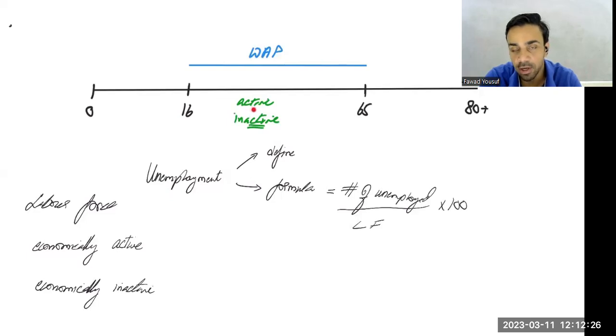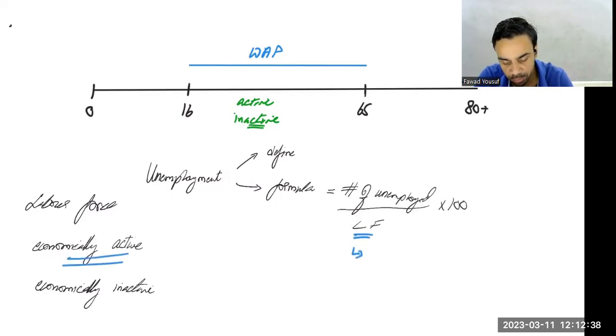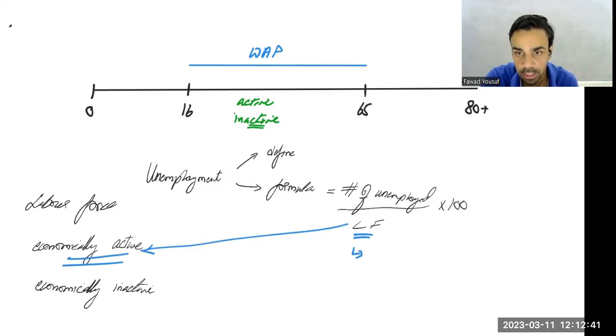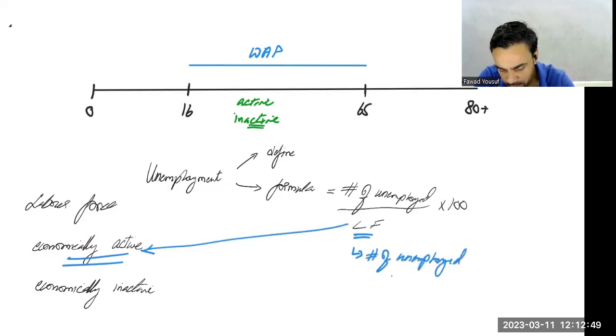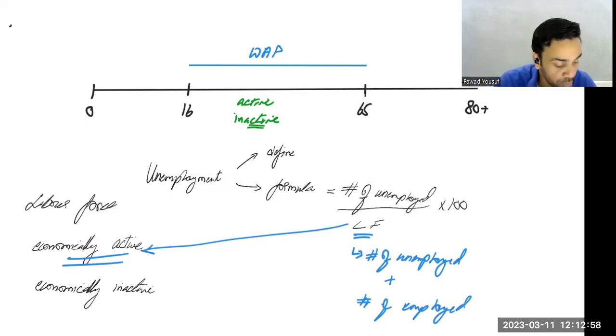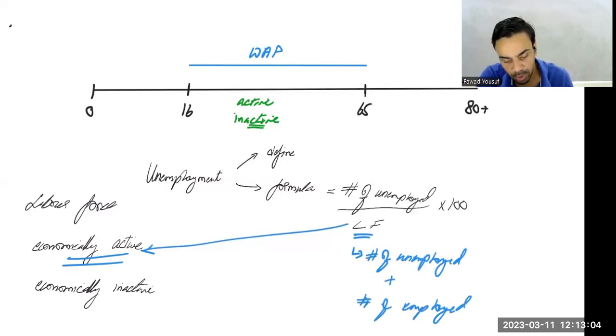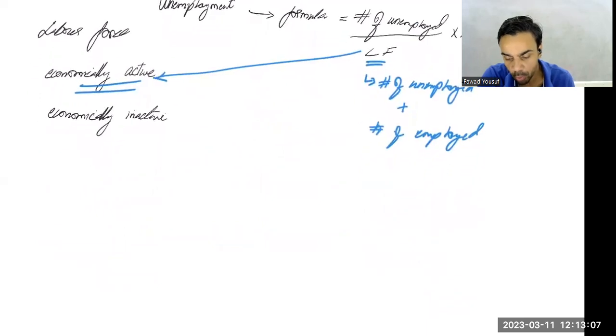Now, these people either are employed or are looking for work, right? जो unemployed होते हैं. So technically, labor force is your economically active population. That's one way of looking at it. Second way is simply you say it's the number of people unemployed plus the number of people employed, right? Those who are looking for work and can't find it, and those who found the work. So ये तुम्हारी certain terminologies हैं which you should know.